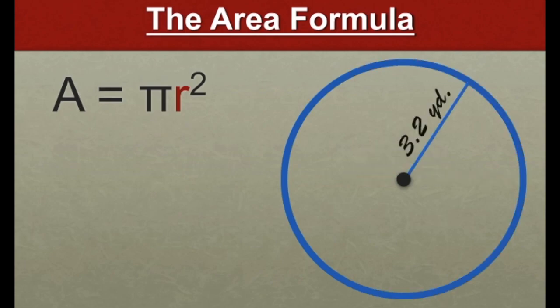In this example, we have a radius of 3.2 yards. Now, we always start with the formula. A equals pi r squared. The area of the circle is equal to pi times the radius squared.